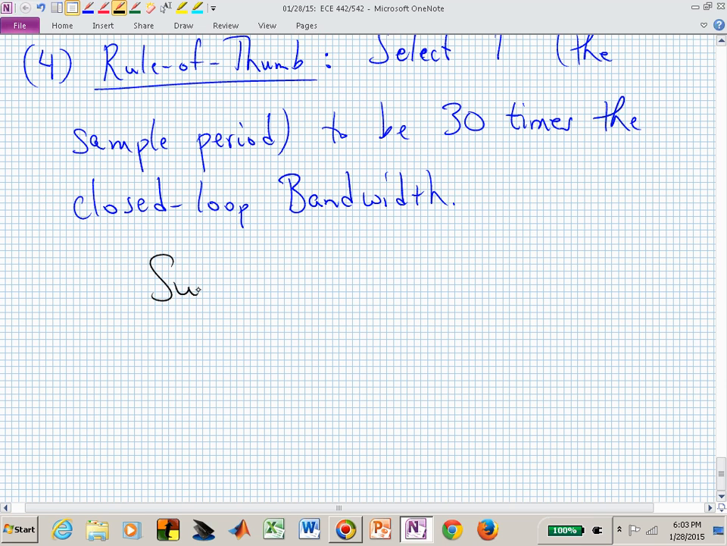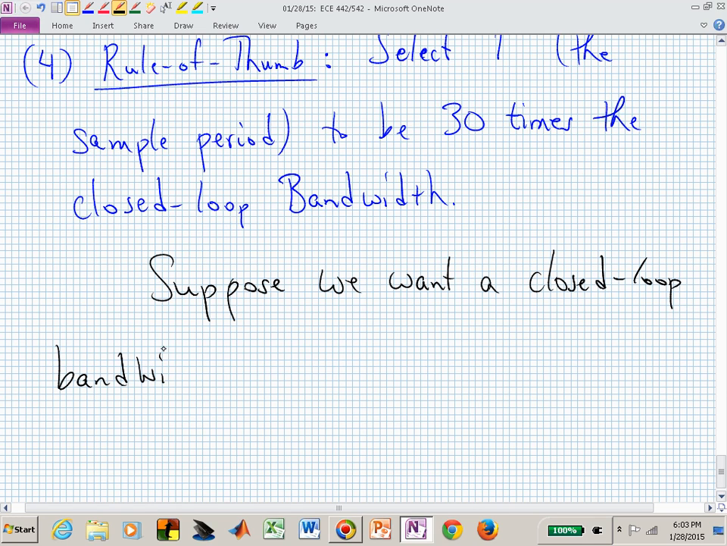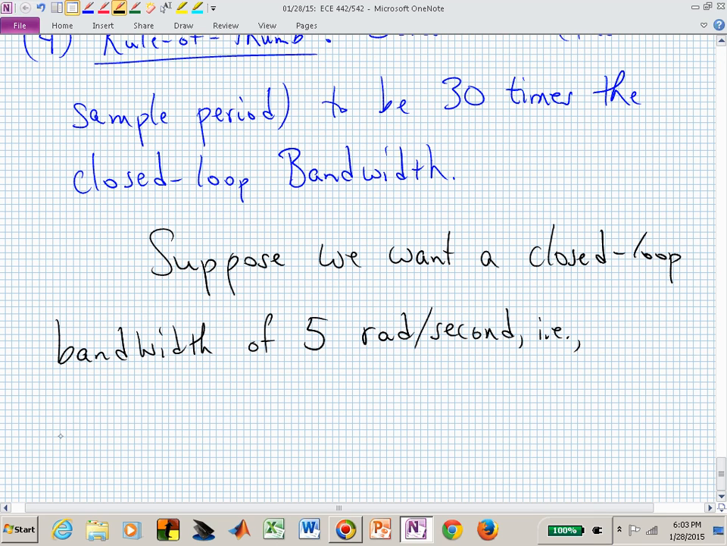Let's just look at an example. Suppose that somebody says, suppose we want a closed loop bandwidth of 5 radians per second. Or the notation that I've been using, I think, is omega sub c is 5 radians per second.